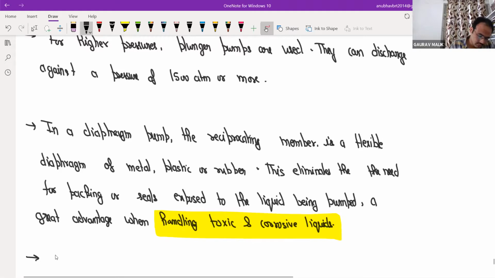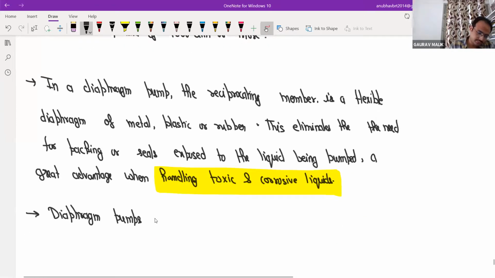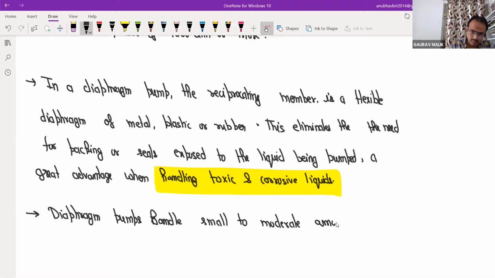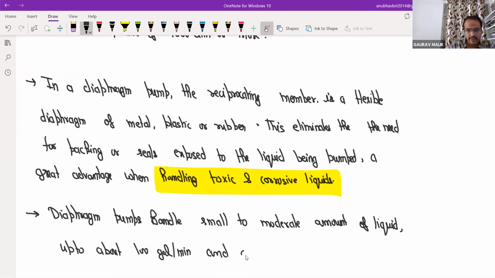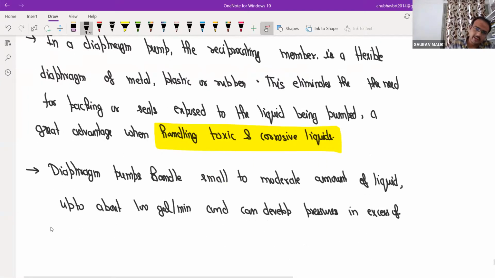Next point, diaphragm pumps can handle small to moderate amounts of liquid, up to about 100 gallons per minute, and can develop pressures in excess of 100 atm.